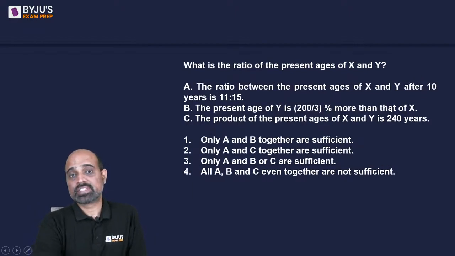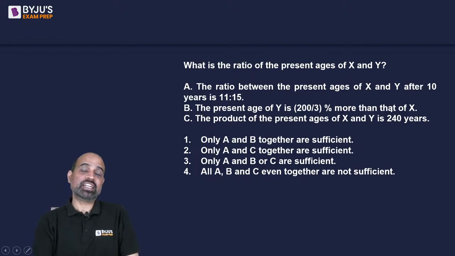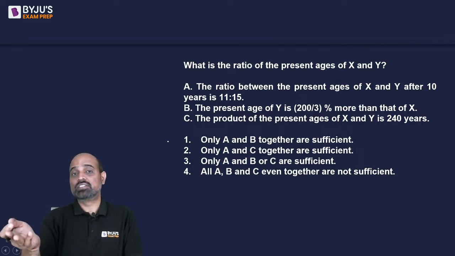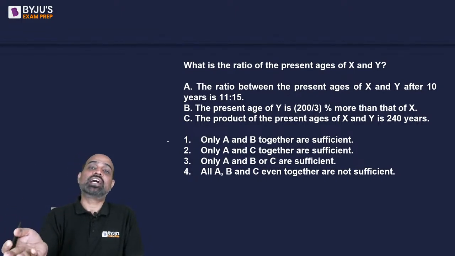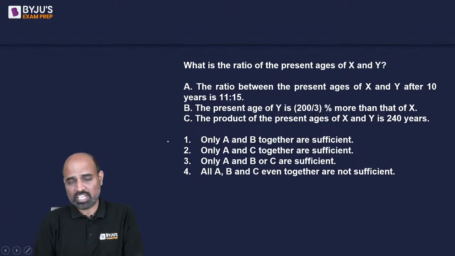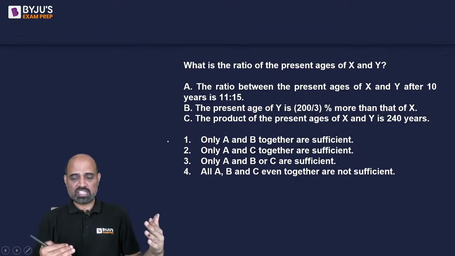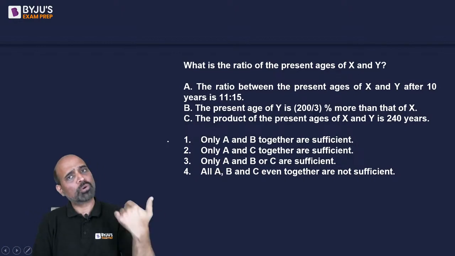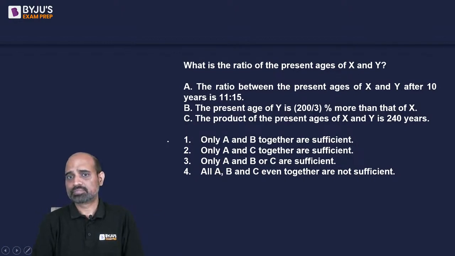Okay. Next, what is the ratio of present ages of X and Y? The ratio between the present ages of X and Y after 10 years is 11:15. So if I know the ratio 10 years later, I won't be able to calculate the current ages. Think about it. There is some age right now, and after adding 10 to both, the ratio is 11:15, so it can be formed in many ways, right?